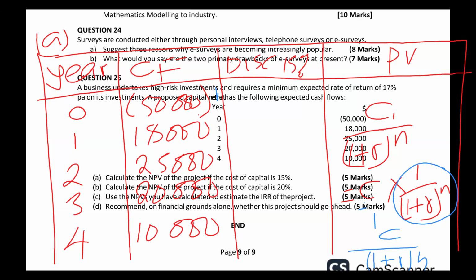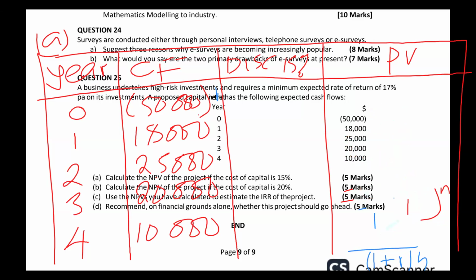Okay? That's the discounting factor. So let's find the discounting factor. How is it done? You just say 1 divided by 1 plus R to the degree n. Okay, let's move a bit faster. I want you to follow nicely.